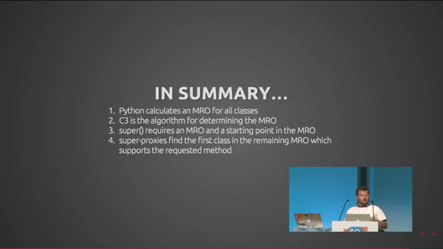So in summary, I think I'm well in time here. One, Python calculates an MRO for all classes. You might have known that already. C3 is the algorithm that does that. Super requires an MRO and a starting point in that MRO. That's how it knows what to trim off of the MRO. And finally, super proxies find the first class in the rest of the MRO that supports the function that you want to call, and that's how super works.